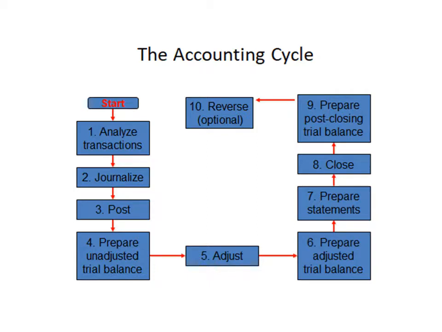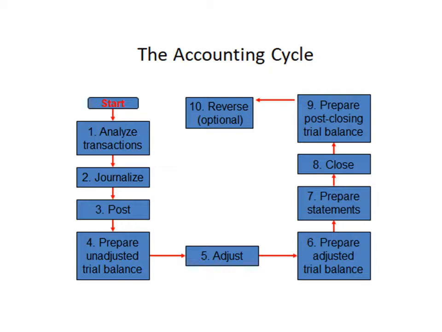This is the accounting cycle. I'm going to very quickly go through steps 1, 2, 3, and 4, and I'm going to focus on step 5. These are the adjusting journal entries that you would make to an unadjusted trial balance.